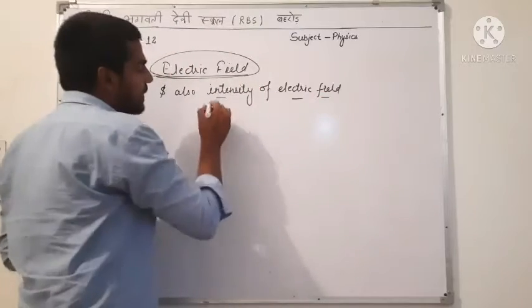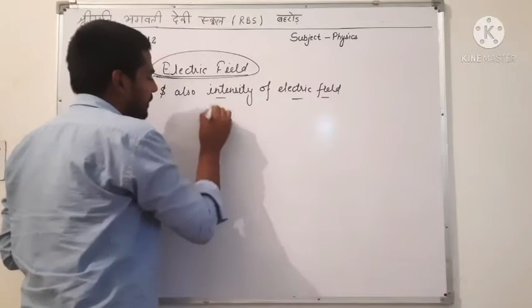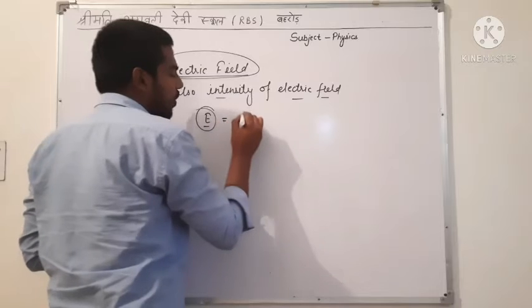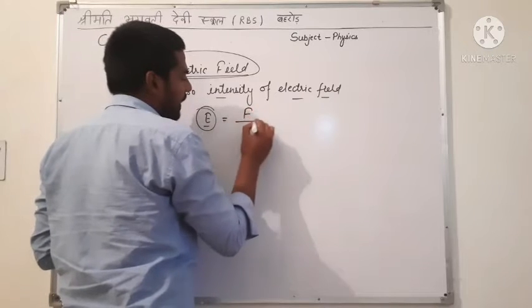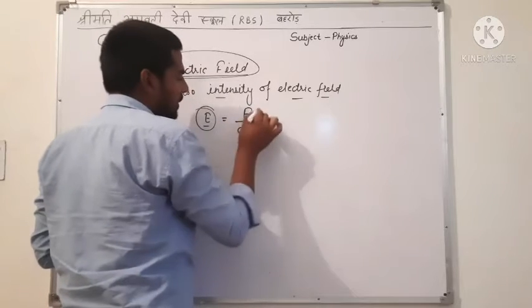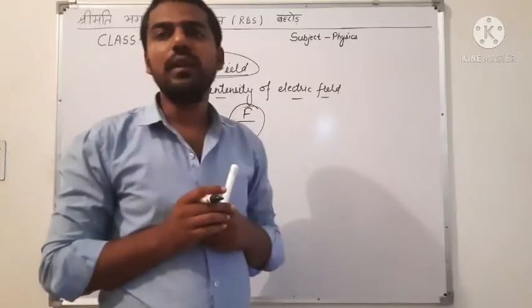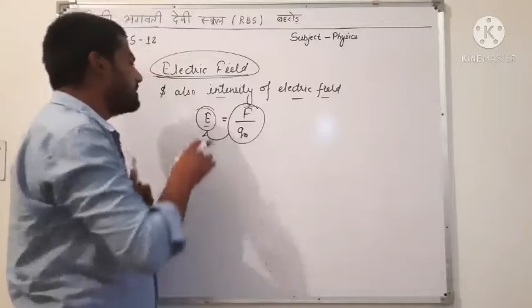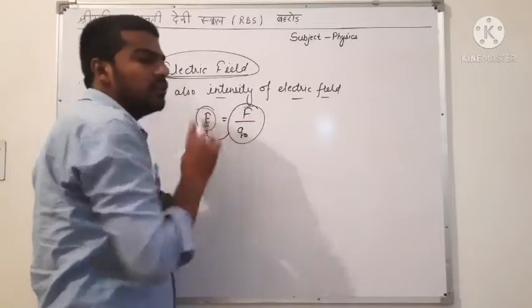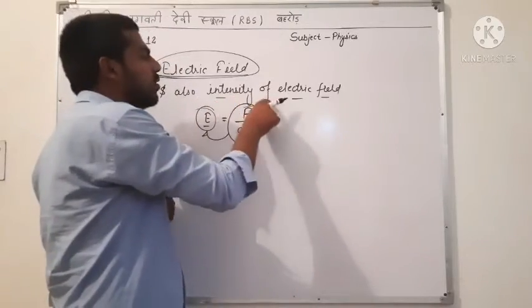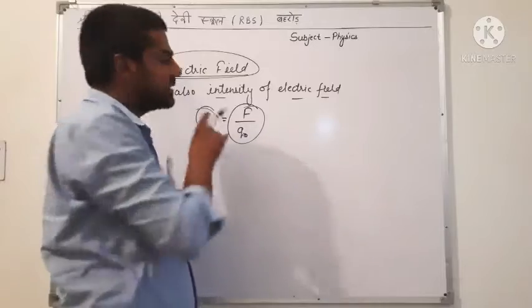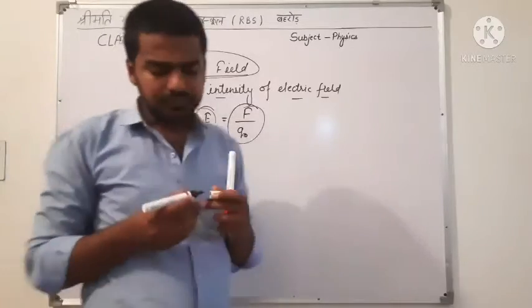And what is intensity of electric field? It is represented by E. The ratio of electric force F and test charge Q0 is equal to the intensity of electric field. Means the ratio of F and Q0 is called intensity of electric field. It is represented by E.